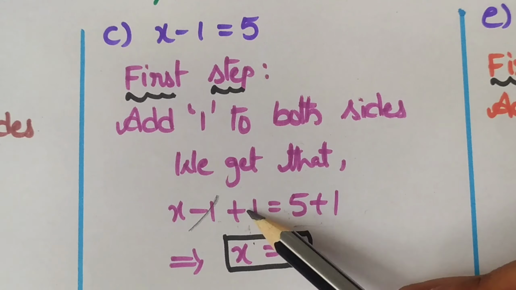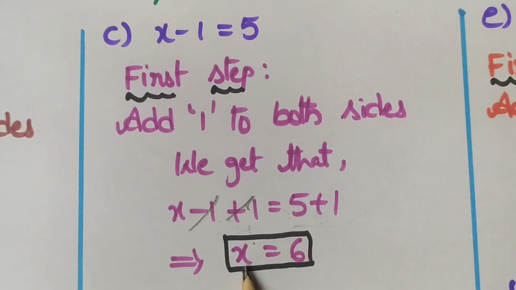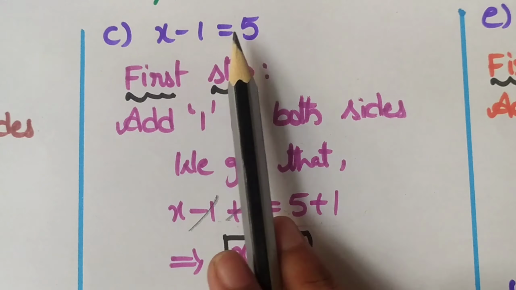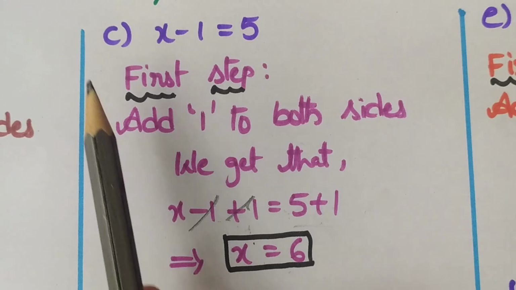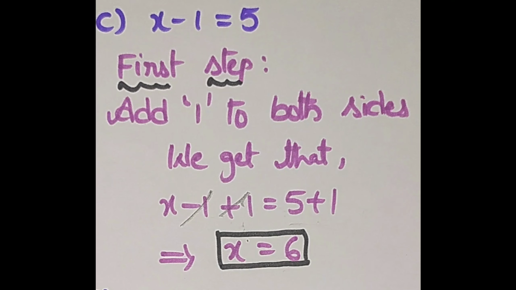Now here minus 1 plus 1 get cancelled and x equal to 5 plus 1. It is clearly 6. So x minus 1 is equal to 5 where x equal to 6. With this, C bit gets completed.